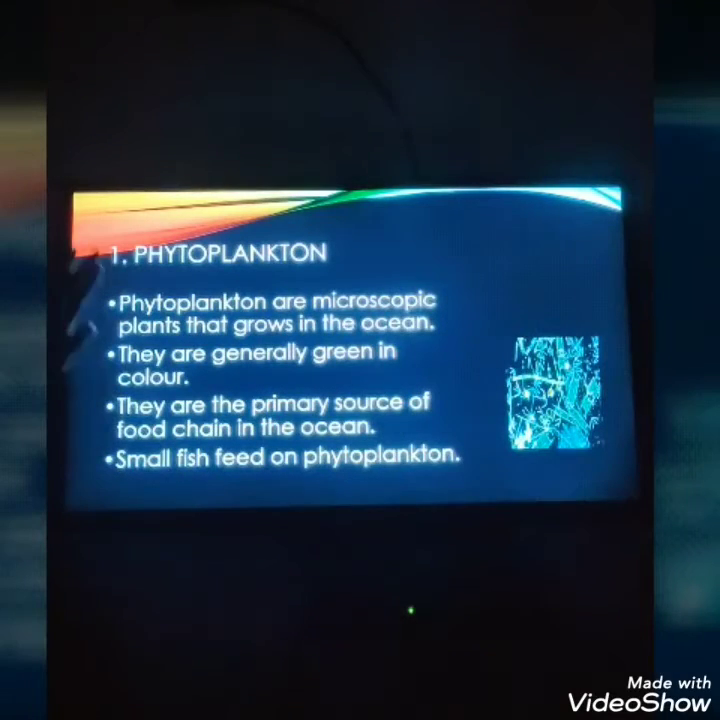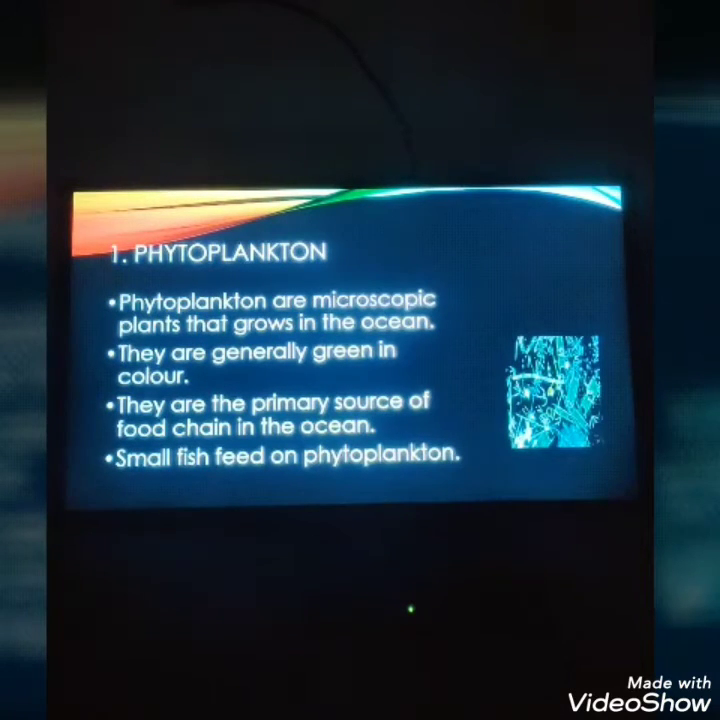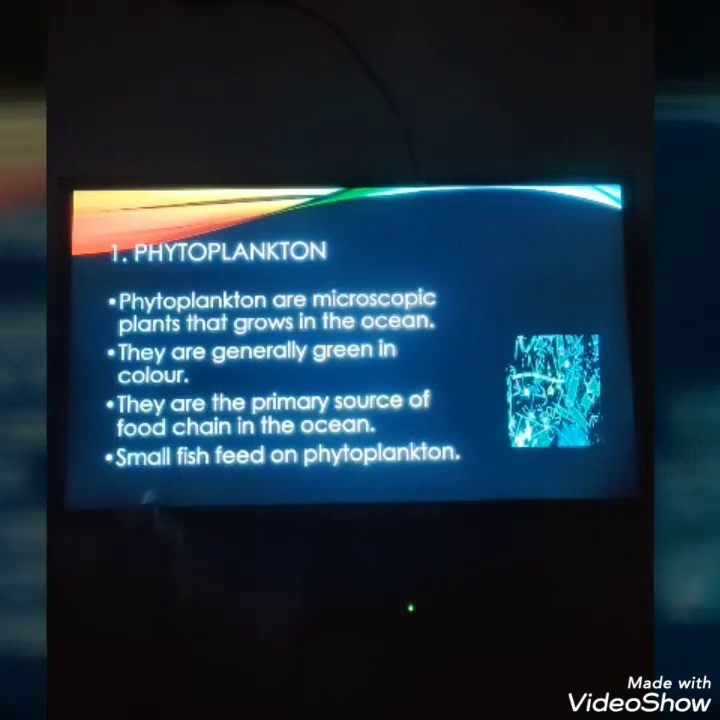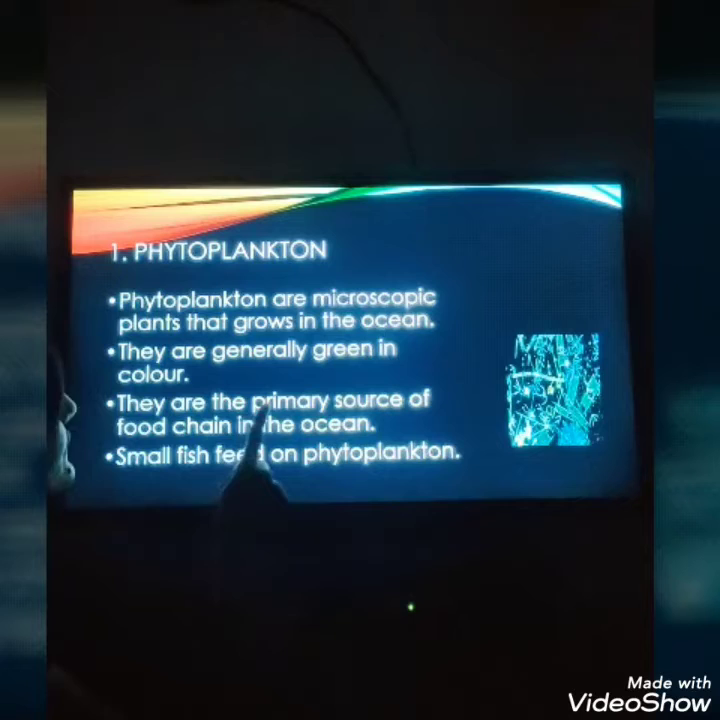Let's talk about phytoplankton. Phytoplankton are microscopic plants that grow in the ocean. Phytoplankton are microscopic, which means we cannot see them with our naked eyes. We can't see them directly. We need some instrument to see this kind of plant. The name of this plant is phytoplankton. They are generally green in color.